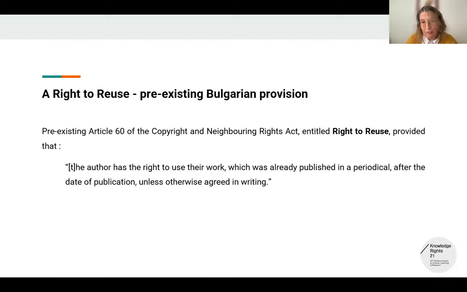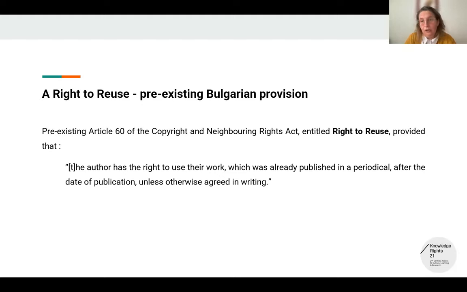Talking about the secondary publication right in a copyright aspect, the latest jurisdiction to introduce such a solution in the EU was Bulgaria, in the context of the amendment of the copyright law of the 1st of December 2023, whose main goal was to implement the CDSM directive, the Copyright in the Digital Single Market Directive.